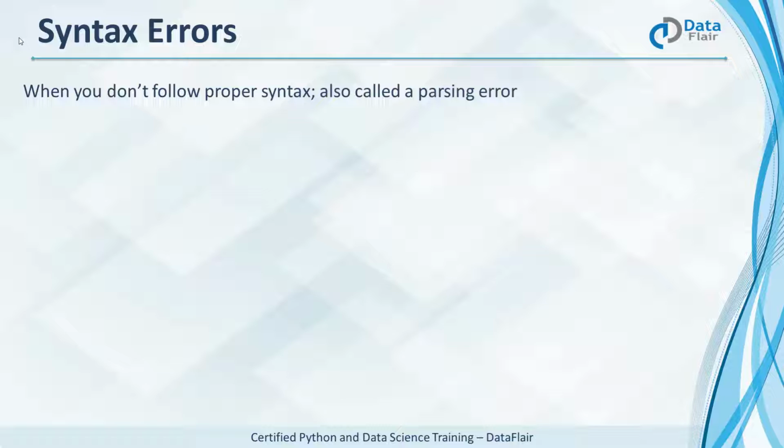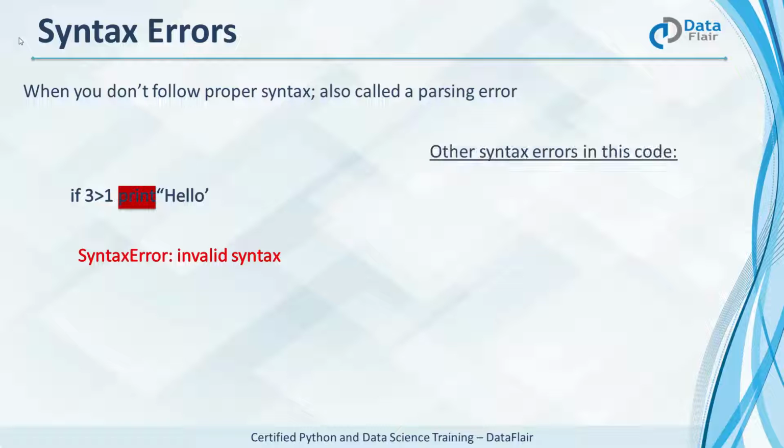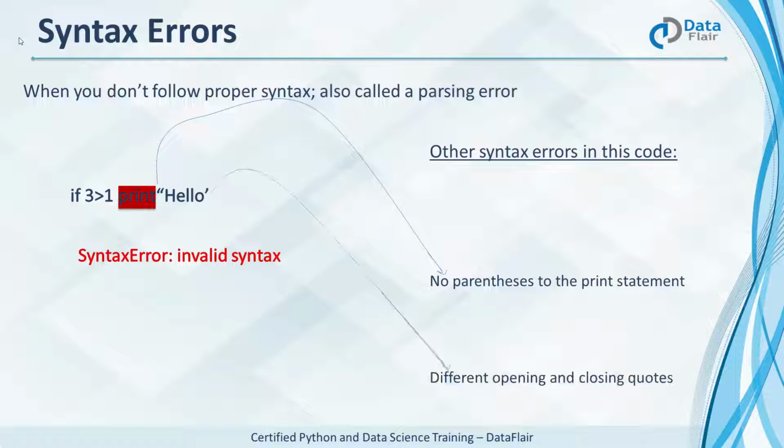If 3 is greater than 1, print hello. Let's see what this gives us. A syntax error when it reaches print. There are 3 problems here: the lack of colon after the condition, the lack of parenthesis in the call to print, and that we put double quotes before the string hello but ended it with a single quote. But it halts at the first one and declares it a syntax error.